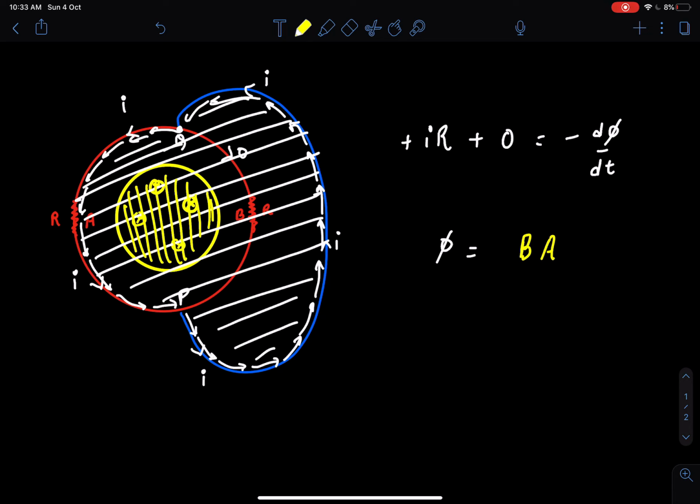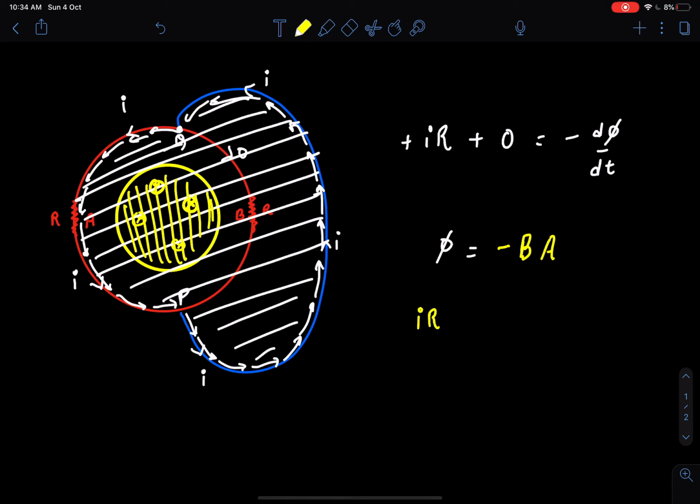Now we will put a minus sign here on the flux. The reason is that we are doing anti-clockwise circulation. So according to the right hand thumb rule, the area vector will be out of the plane, whereas the magnetic field is into the plane. So that's why the flux is minus BA, B being the magnetic field in the yellow region, and A is the area of the yellow region where the magnetic field is present.